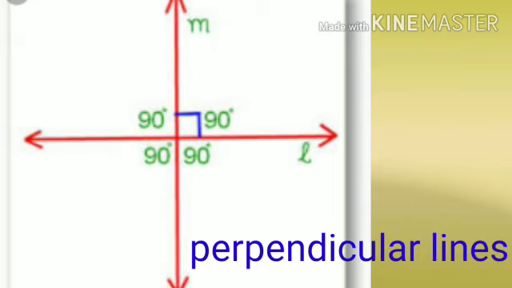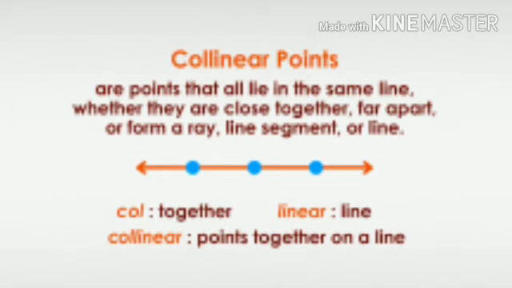Now next is perpendicular lines. When two lines intersect each other at 90 degrees, then the lines are called perpendicular lines. Here you can see that two lines intersect each other at 90 degrees, so these are the perpendicular lines.